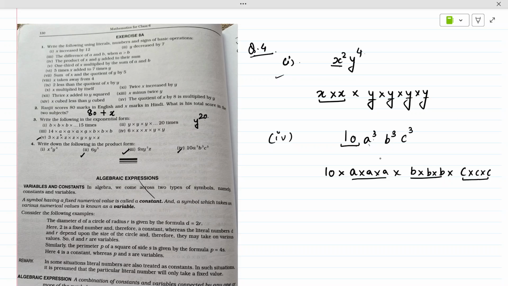And understand, kids, when we do not have any operators between the two literals or between the two numbers, it is always in product form. They're always in multiplication with each other. For that reason only, I am using these multiplication operators here. Okay, these are the multiply operators I'm using here. Similarly, here also. Okay, so with this, we have completed this exercise.